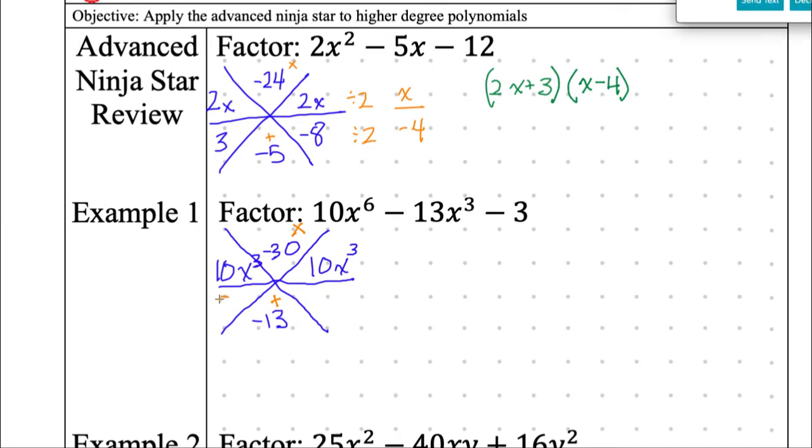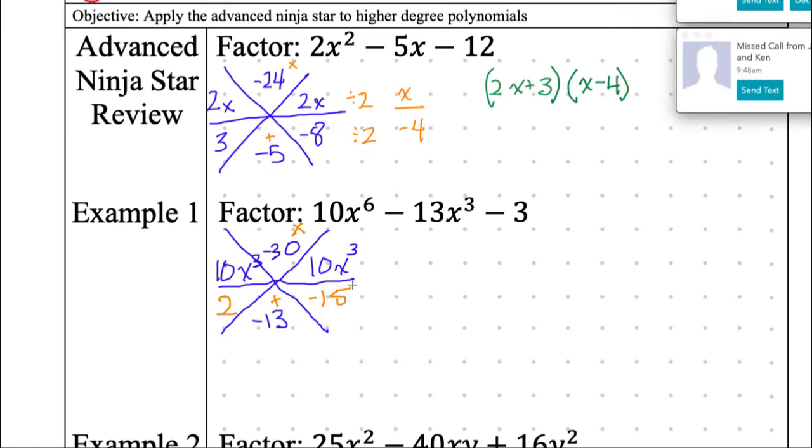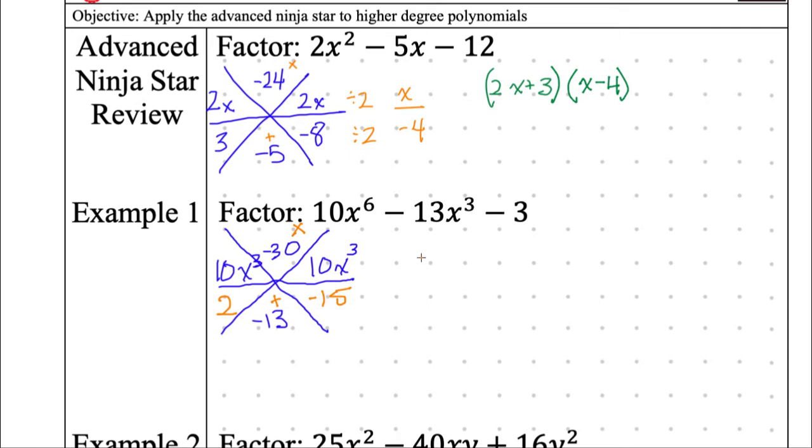So if I try 2 and 15, which one would be negative? It would have to be a -15. I'll make those go away. And that works. Okay, so 2 times -15 is -30, and 2 plus -15 is -13. Now, the next step is still the same. Everything else is still the same.